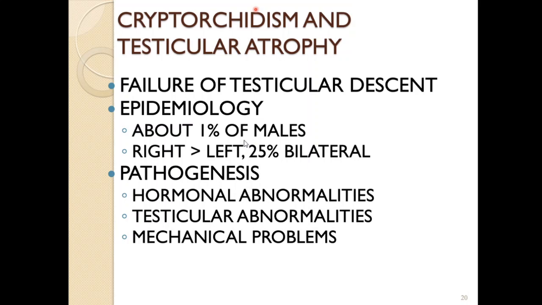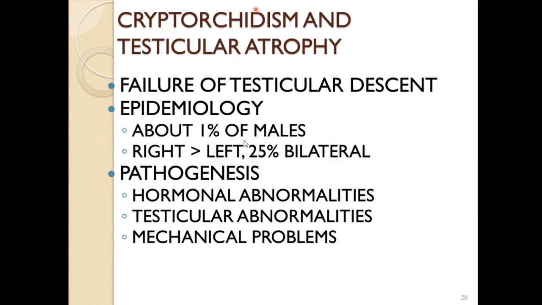So this is a failure of testicular descent. Epidemiologically, it affects 1% of males. So this is a high percentage. So meaning that in a class of 100 males, probably one of them had this problem. So the right is more involved than the left, and in 25% of the cases, both testes are involved. And here, nobody can know exactly why the right is more involved than the left.